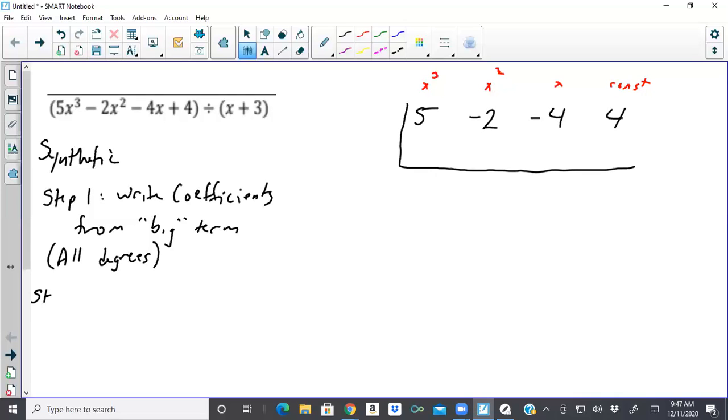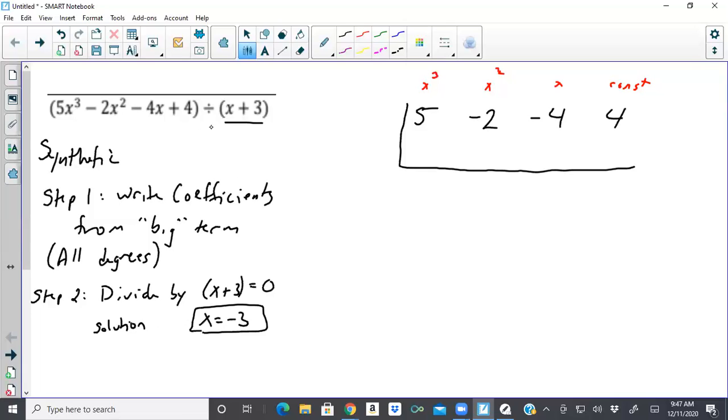Then step 2, you are going to divide by whatever this term is. So what you need to do is put in here x plus 3 equals 0, because now you solve for x, and this is what you're going to divide by. And the reason you're going to divide by the opposite is because this thing right here is a factor, and it is not the actual solution. We are going to divide by the solution, or the 0 of what you are using here.